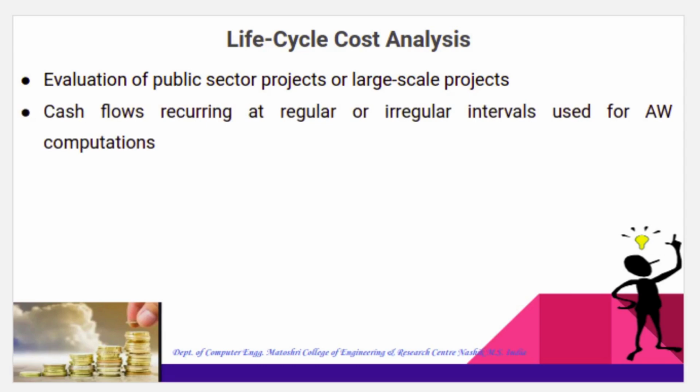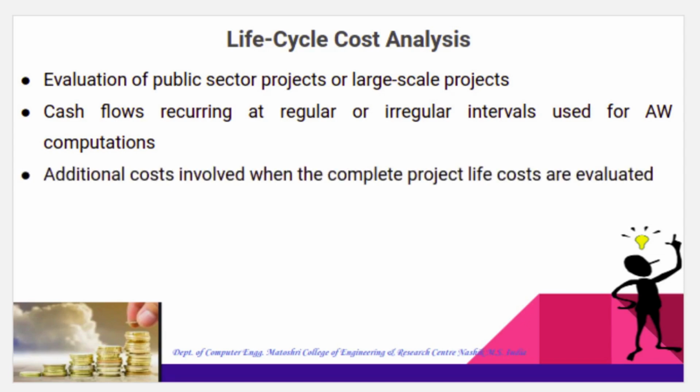Cash flows recurring at regular or irregular intervals are handled exactly as in conventional AW computations, in which we convert them to equivalent uniform annual amounts. For example, the initial investment for one cycle automatically analyzes them for each succeeding life cycle.